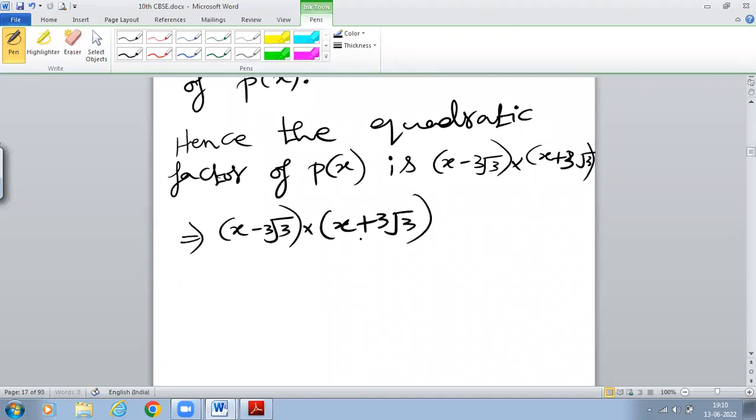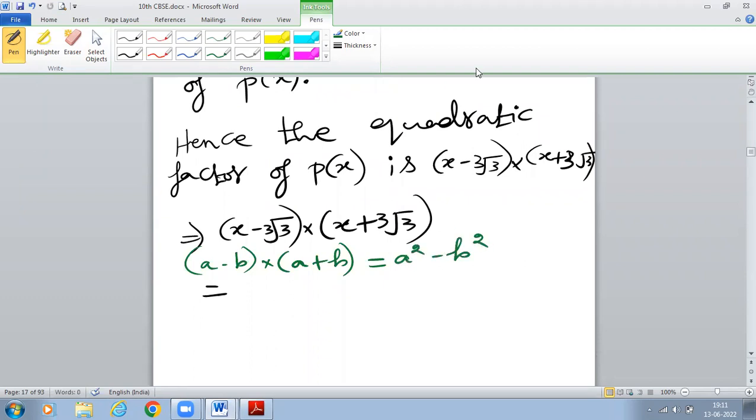So I'm going to multiply this. Listen, this is of the form (a - b) into (a + b). You all know, I'm going to use a green color for this rough work. Can anyone tell me the formula of (a - b) into (a + b)? a square minus b square. Very good, a square minus b square.